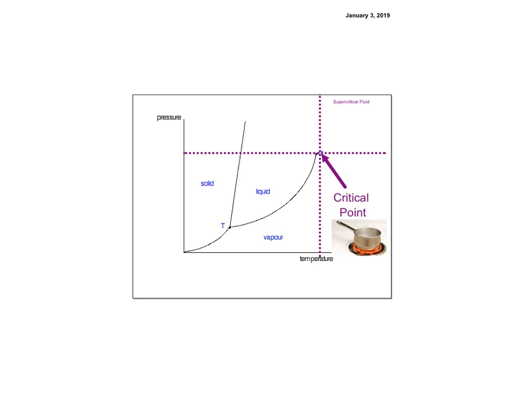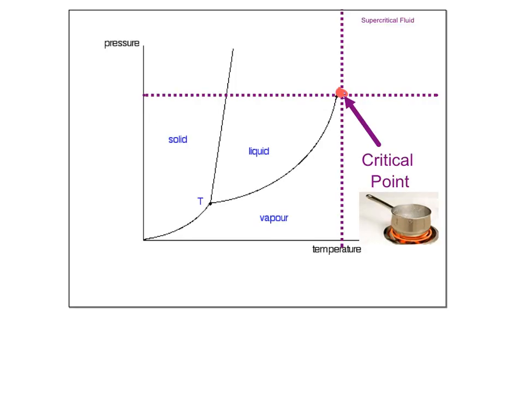Another special point I pointed out with the arrow is called the critical point. So that's this one right here. That's our critical point. And this is where we no longer have liquid and gas together like we did maybe at the boundary. So if you look, I have a pot of boiling water.